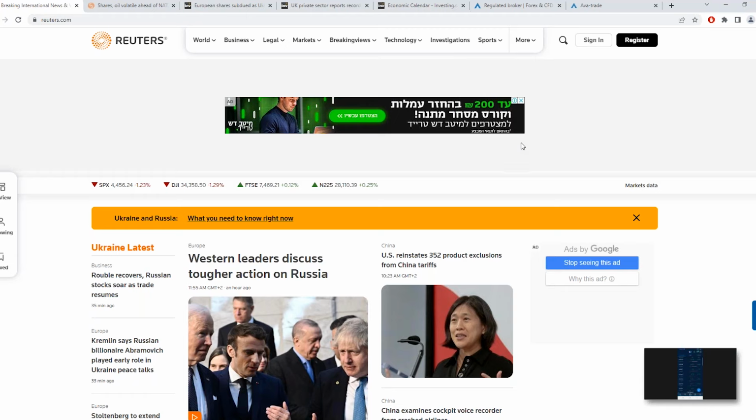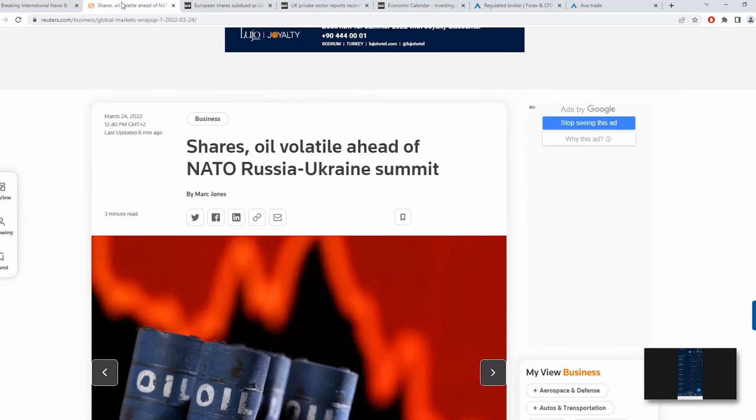We'll look at some quick headlines. Western leaders discuss tougher action on Russia. Okay, so maybe even more sanctions coming on Russia, which as you look at the headlines then, shares and oil volatility ahead of NATO, Russia, Ukraine summit. Because they're discussing things that could cause more tension in the world, like further sanctions, now there's volatility starting to hit the market. That's what this headline is telling us. And it's hitting the shares, so the indices and the stocks, and also the commodities like oil becoming volatile again.